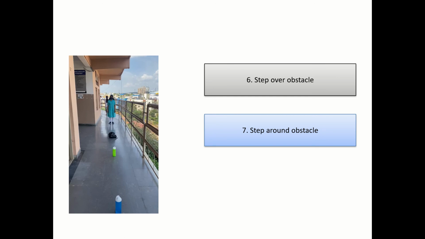The first one, I'll just look at the sixth point, that is your step over obstacle. The patient should be 6 meters away from the obstacle. So you have to tell the patient to start walking, and you have to tell the patient to cross over the obstacle. That is, her leg should come above the obstacle.